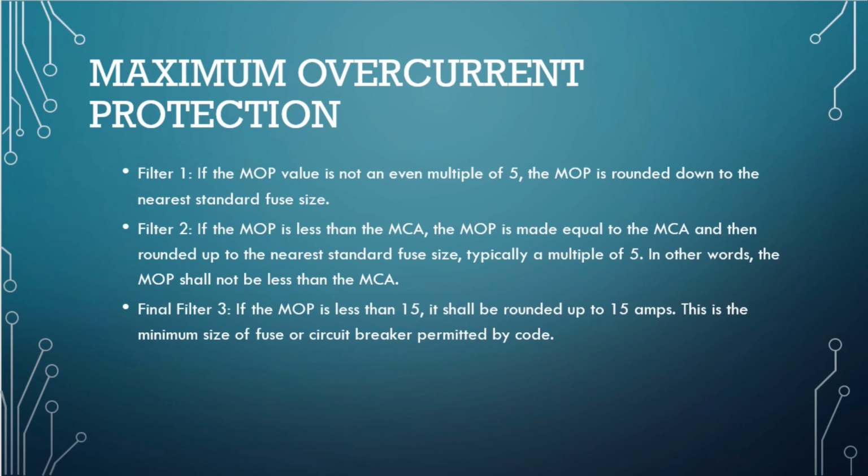Number 2, if the MOP is less than the MCA, the MOP is made equal to the MCA and then rounded up to the nearest standard fuse size, typically a multiple of 5. In other words, the MOP should not be less than the MCA. And number 3, if the MOP is less than 15, it should be rounded up to 15 amps. This is the minimum size of fuse or circuit breaker permitted by code.